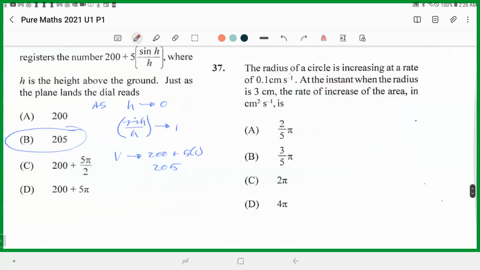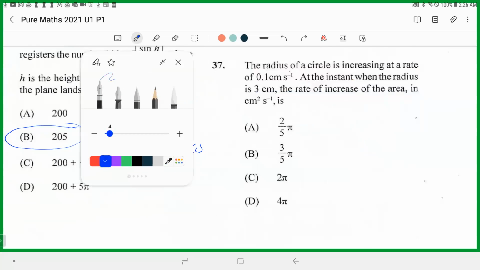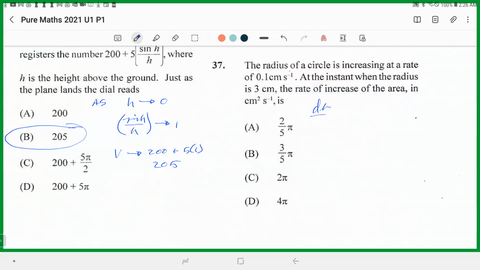It says the radius of a circle is increasing at a rate. The radius is increasing at a rate. What it's telling us is that dr by dt, that's the radius, increasing at a rate. dr by dt equals 0.1 centimeters per second. At the instant when the radius is 3, the rate of increase of the area is.